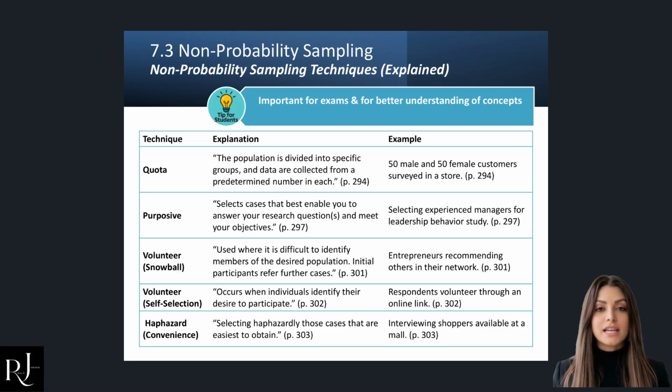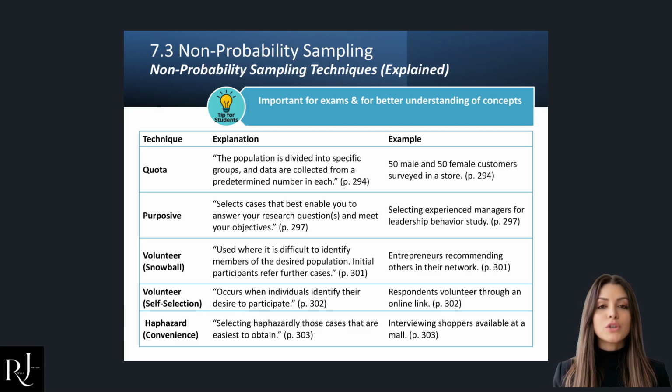Next is purposive sampling. In purposive sampling, you select cases that are most relevant to your research question. Suppose you're conducting a leadership study. You want to understand the strategies and experiences of successful leaders. In this case, you'd specifically choose to interview experienced managers. These managers have been in leadership positions for a long time, so they can offer in-depth insights and practical advice based on their real-world experiences.